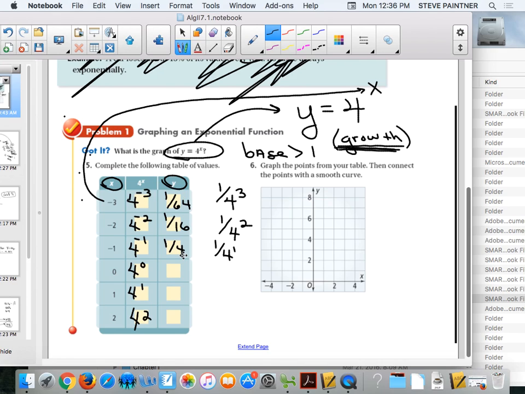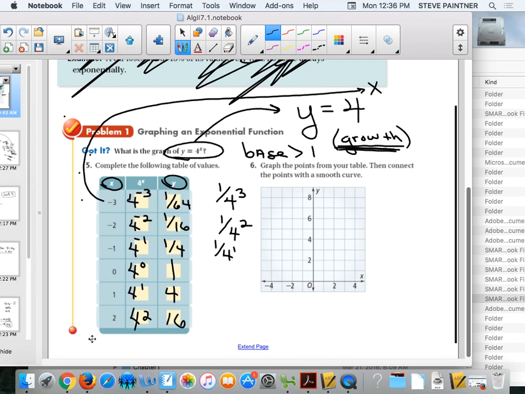Any number raised to the 0 power is what? Not undefined. 1. Any number raised to the 0 power is 1. 4 to the first is 4. 4 to the second is 16. Okay. So how do you graph exponential decay and growth?